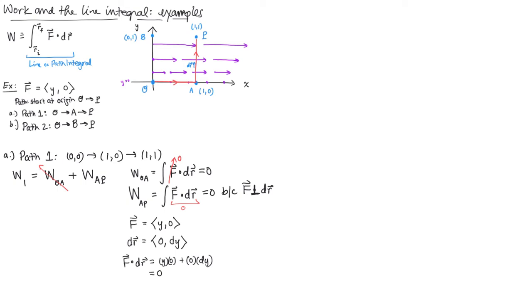And so the overall work along that leg is also 0, and we have the result that this force does no work as the particle goes from O to P via point A. So we're done with part A of this problem. We're going to see that via path 2, the work done is non-zero. So let's find out what it is.